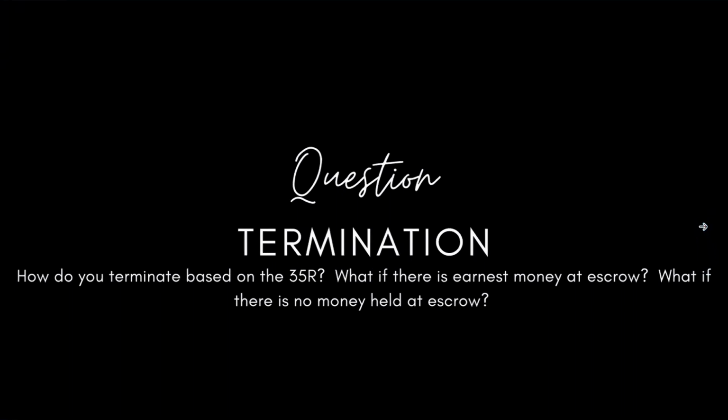Okay, question 2, termination. How do you terminate based on a 35R? And what if there's earnest money at escrow? What if there's no earnest money at escrow? Has there ever been a deal with no earnest money in it? Yes, because sometimes the inspection comes through on day 2, and they look at it and say, oh my gosh, the foundation's cracked, I'm out. That's before they've delivered it to escrow. So I just want to make sure everybody's on the same page with how to proceed if you need to terminate.